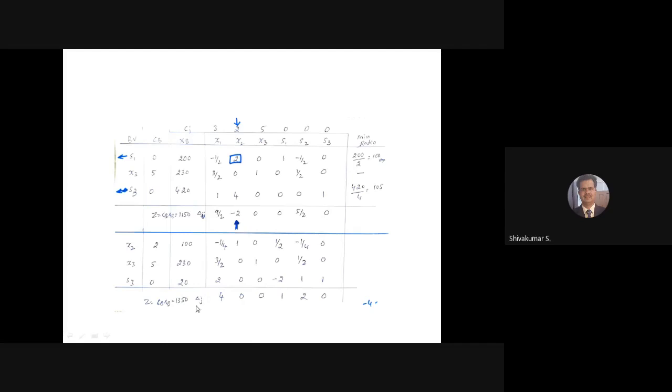Now find the delta J values. Remember, delta J should be greater than or equal to 0. Till then you have to continue, because if you have a negative value, you have to continue. But check out here now.